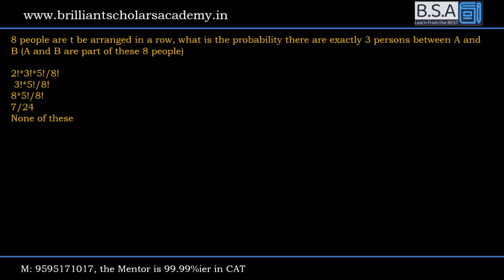Eight people are to be arranged in a row. What is the probability there are exactly three persons between A and B? A and B are part of these eight people. Take a minute or so, give it a try. आपको 8 लोगों को arrange करना है और A और B के बीच में 3 लोग होने चाहिए out of these 8.